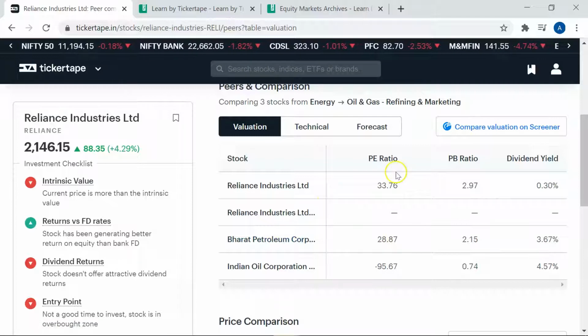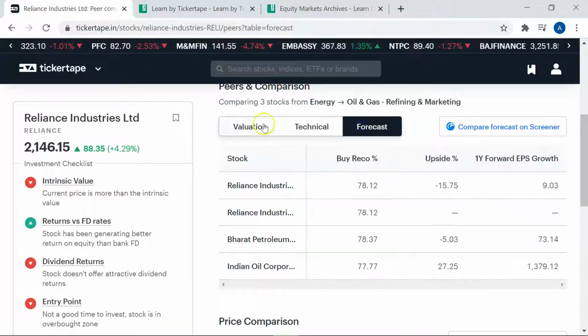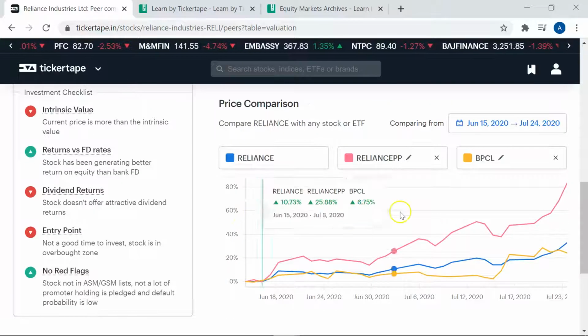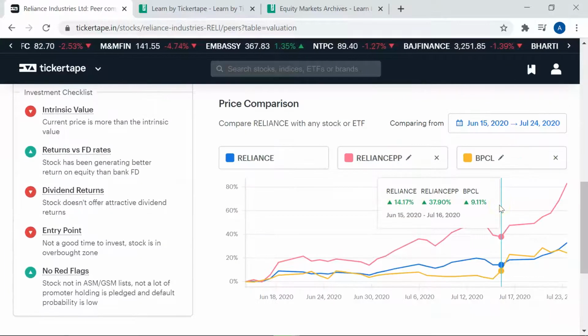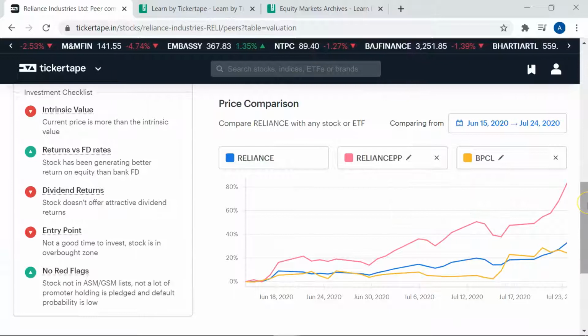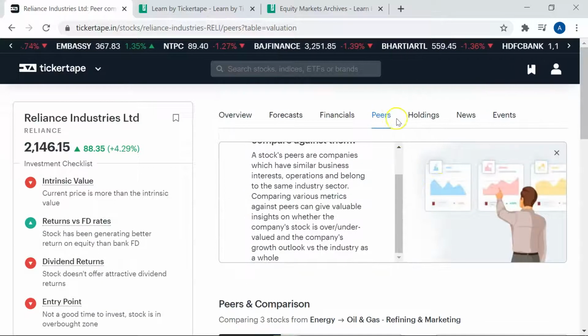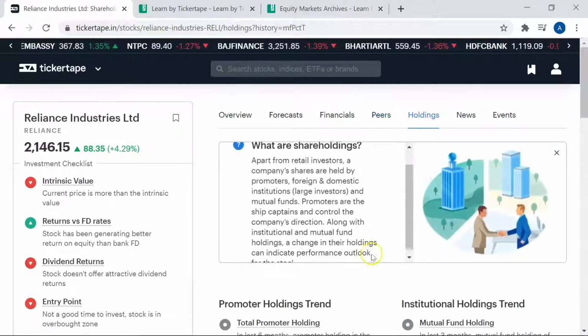You can compare the profit, price to earnings ratio, P/E ratio, P/B ratio, price to book value ratio, and dividend yield with the other companies in the same sector, so that you can get a rough idea how this company is performing. This is also presented in the form of visual graphs. As you know, a picture is worth 1000 words. So everything is depicted even in picture format.